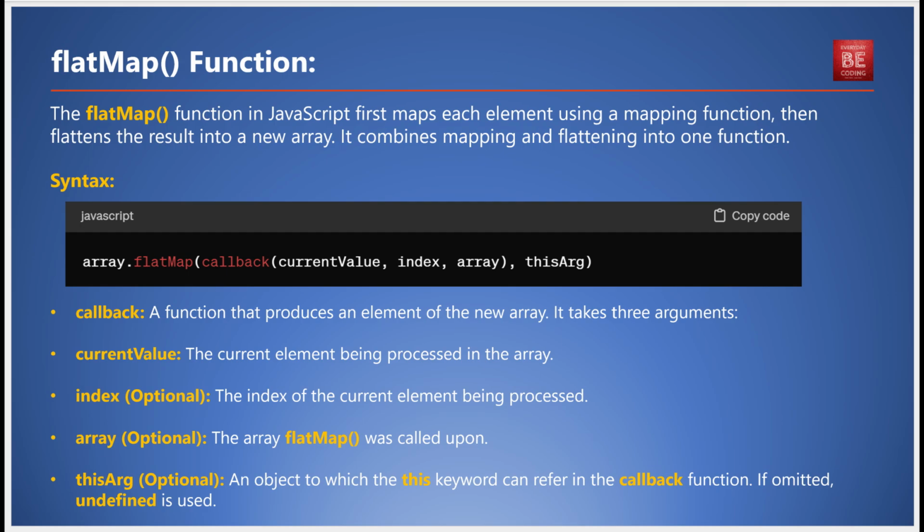Essentially, it's combining mapping and flattening into one function. The syntax for FlatMap is as follows. The function takes in a callback function, which produces an element of the new array. This callback function takes 3 arguments: the current element being processed, the index of the current element, and the array FlatMap was called upon. There's also an optional thisArg parameter, which can be used to refer to the this keyword in the callback function. If it's omitted, undefined is used.